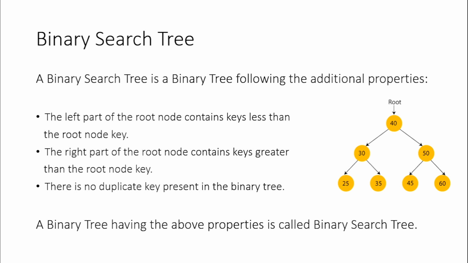So we can see that in this case we have 40 as the root node, the value of 40 stored in the root node, and we can see in the left nodes the key values are lesser than the key value in the root node. We have 30, 25, 35. Whereas in the right nodes we have key values which are greater than the key value in the root node. So this is the fundamental property which qualifies the binary tree as a binary search tree.